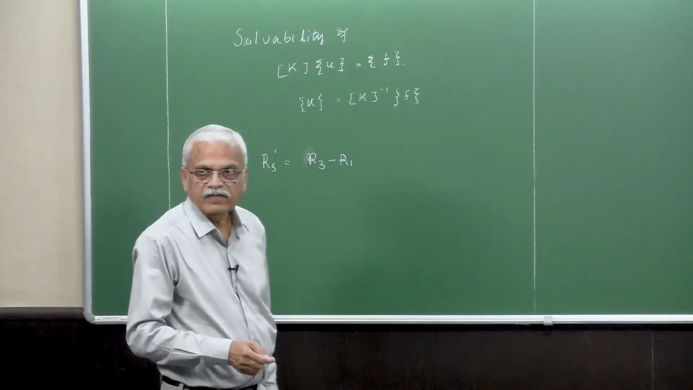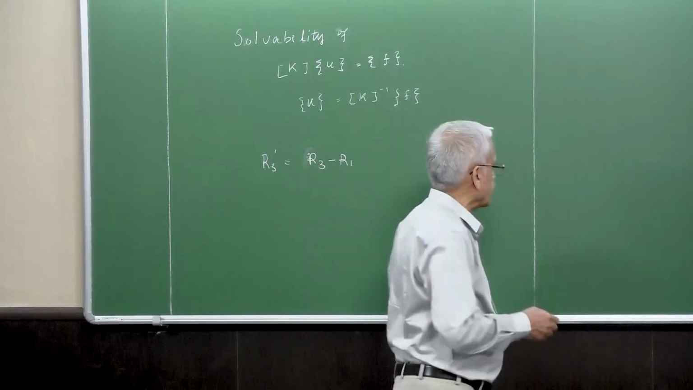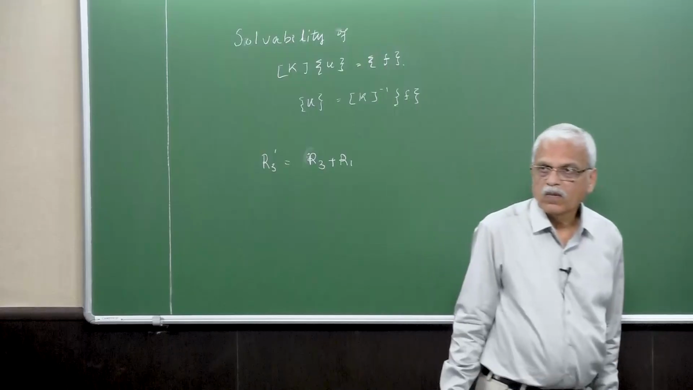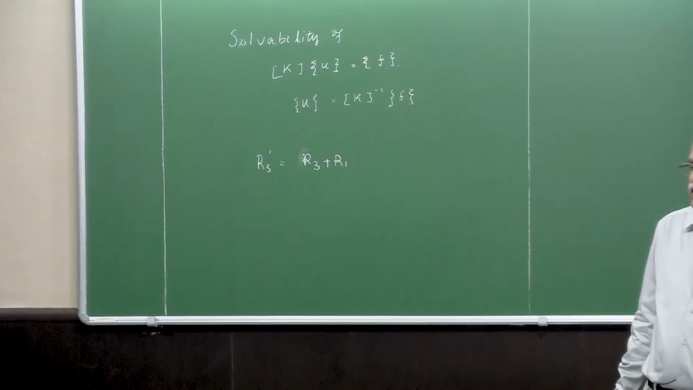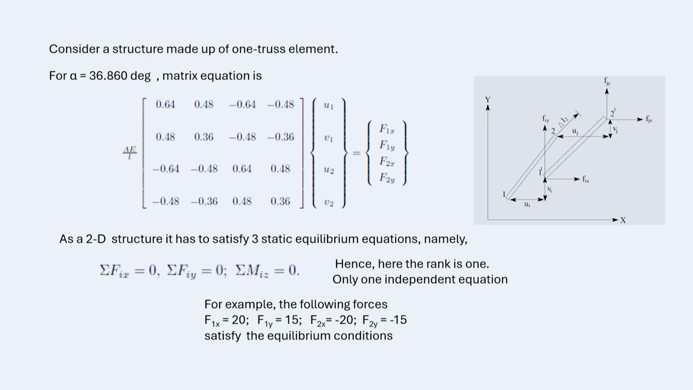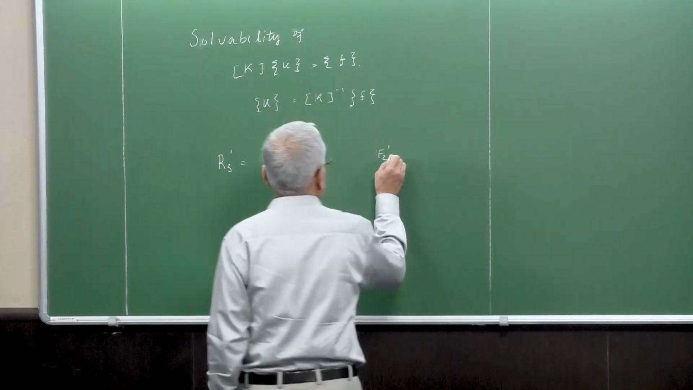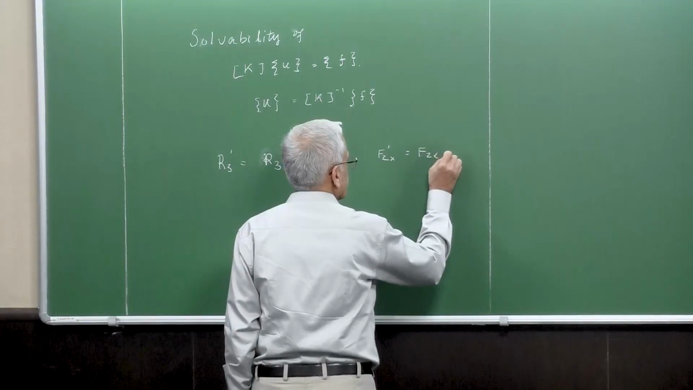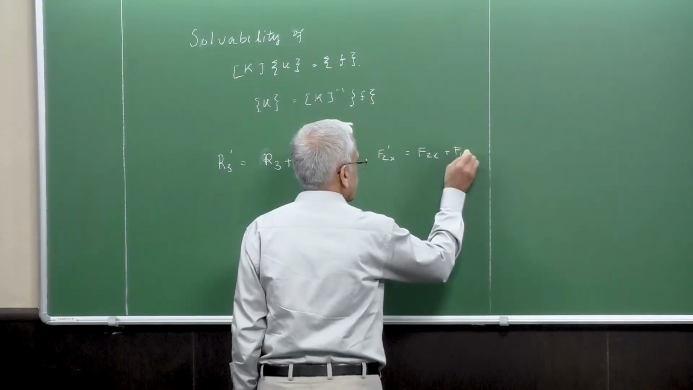So if that's the case, in this, it's plus, this plus. What it means is that if you replace the third row by adding the first row to the third row, you can very easily see that the whole row turns out to be 0. Whereas on the right side, f2x prime will become f2x plus f1x.